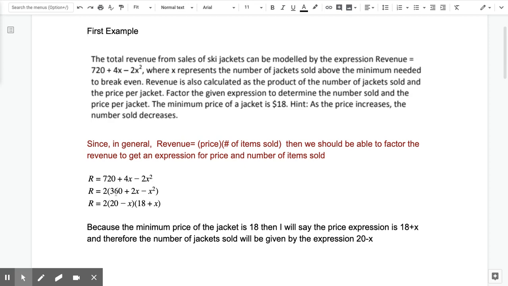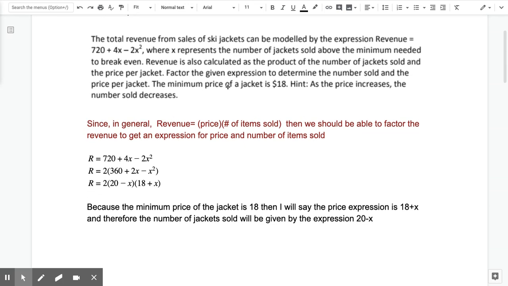and I'm trying to figure out two numbers that'll multiply to 360 and add to 2. One of the numbers being 20 and the other one being 18. And you end up with negative 18x and positive 20x, which gives you the positive 2x that you need here. So you get these two expressions, and just because it talks about here the minimum price of the jacket being 18 in the question, then I know this is my expression for the number of jackets that are sold. So this will be my expression for the price.